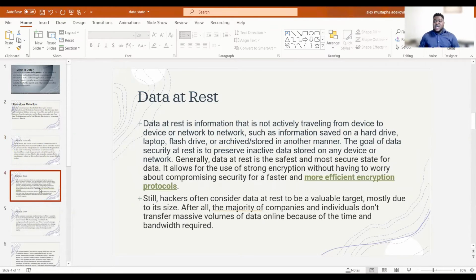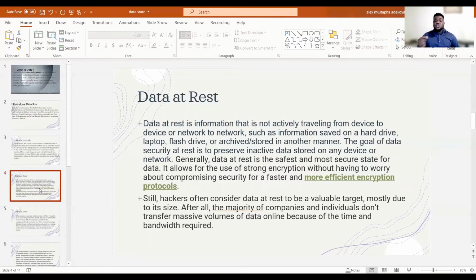The second one is data at rest. What is data at rest? Data at rest is information that is not actively traveling from one device to another device or network to another network, unlike data in transit, such as information saved on a hard drive, laptop, flash drive, or archived and stored in another manner. The goal of data security at rest is to preserve inactive data stored on any device or network. Generally, data at rest is the safest and most secure state for data.